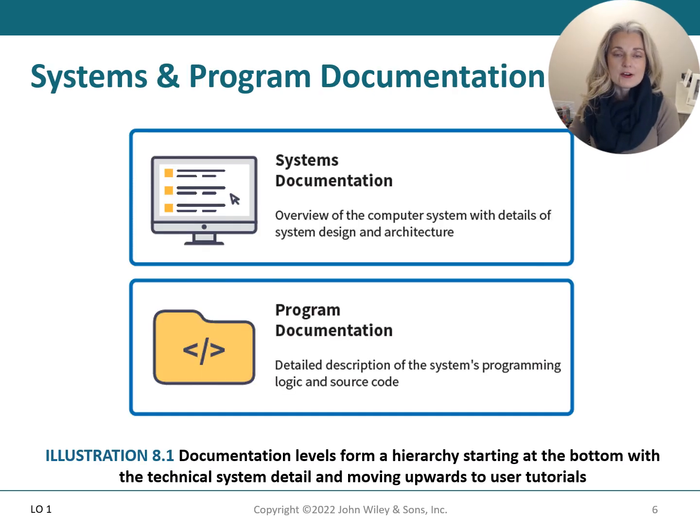There is a hierarchy to documentation. So on the high level, we have systems documentation, and this is an overview of the computer system with details of the system design and architecture. Below it, we have program documentation, and this provides us with a detailed description of the system's programming, logic, and source code. So here you can see how the system's actually built, what it consists of.